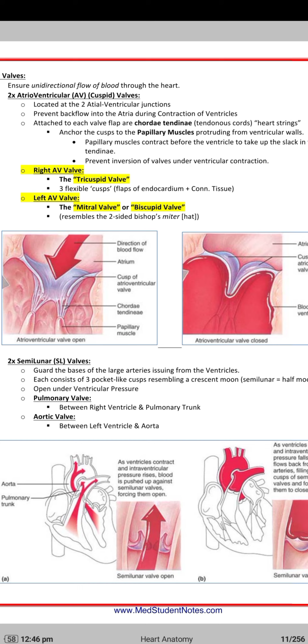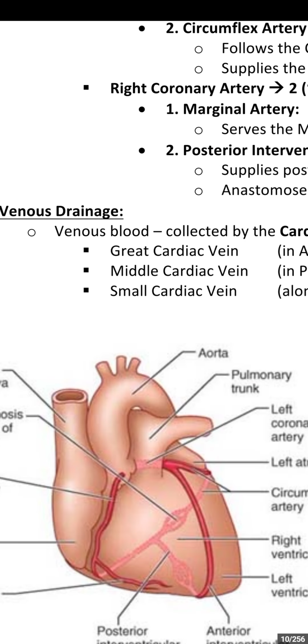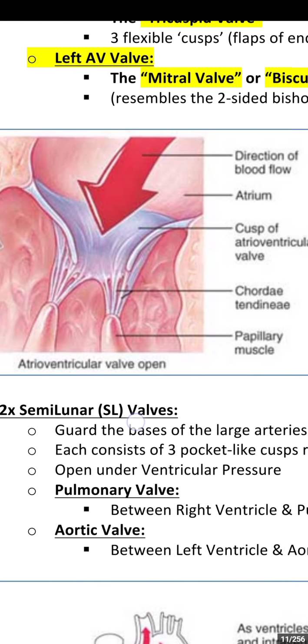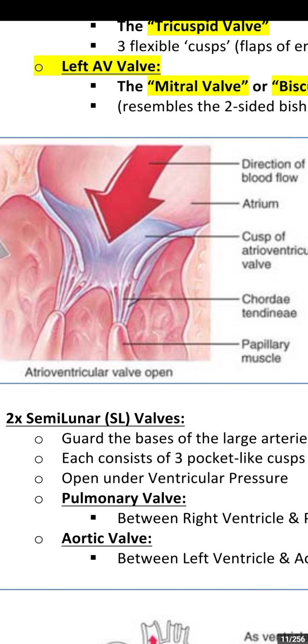Attached to each valve flap are chordae tendineae cords. As you can see, these fibrous flaps are called chordae tendineae, also called heart strings. The strings are attached to each valve flap. This is the valve and this is also a valve. Each valve flap contains strings, and these strings are called chordae tendineae.